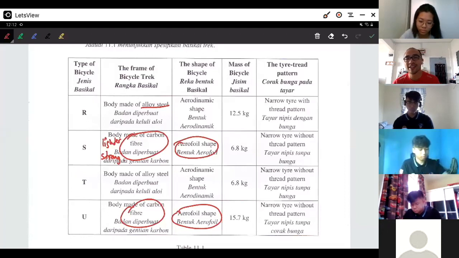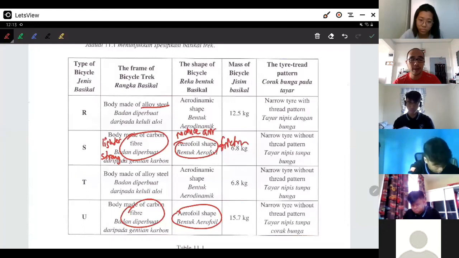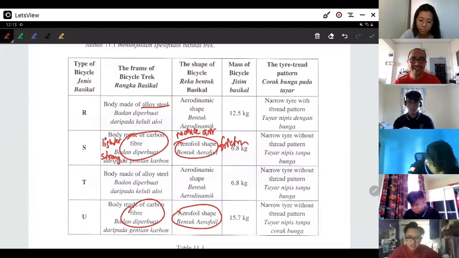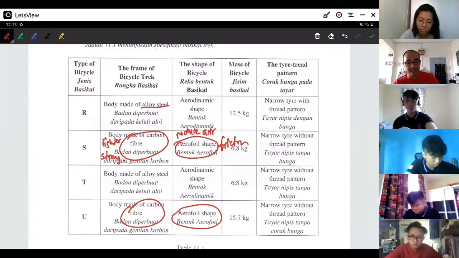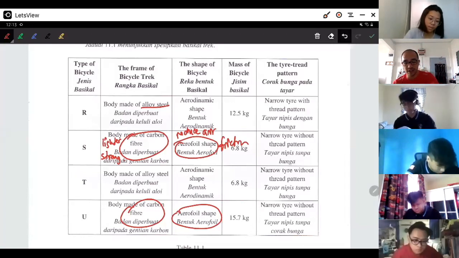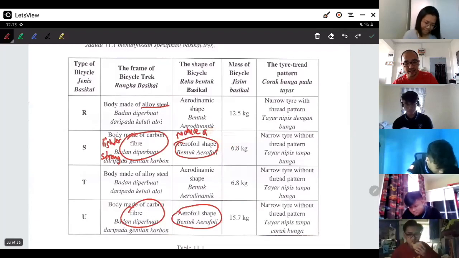Okay, there is a difference between aerofoil and aerodynamic. But the good news is, no matter what you choose, the reason is still the same: to reduce air friction. Sorry, air resistance.